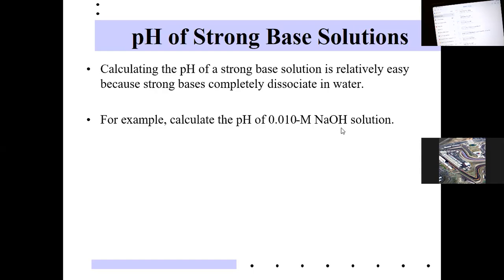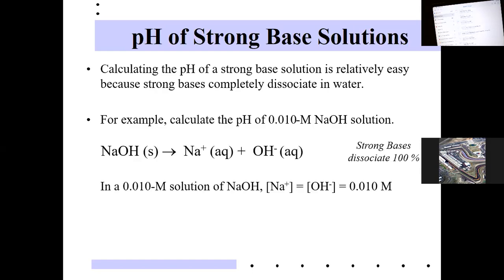Since there's one hydroxide in this formula, 0.01 molar sodium hydroxide will have 0.01 molar sodium. I don't care about that. But it'll also have 0.01 molar hydroxide. That's what I care about. So the first thing I would notice is that the concentration of the hydroxide is 0.010 molar. It ionizes completely.